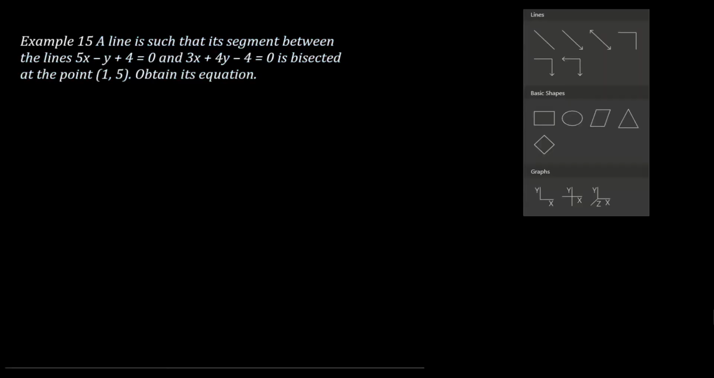We have one question from the chapter straight line. It says a line is such that its segment between the lines this and this is bisected at the point (1, 5). We need to obtain its equation. More clarity will come if I make the diagram here.